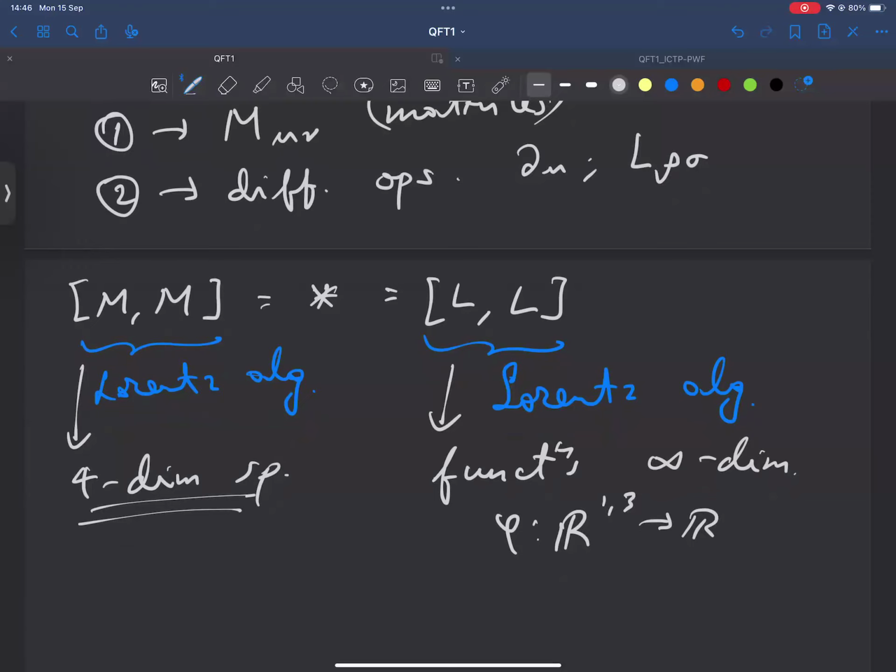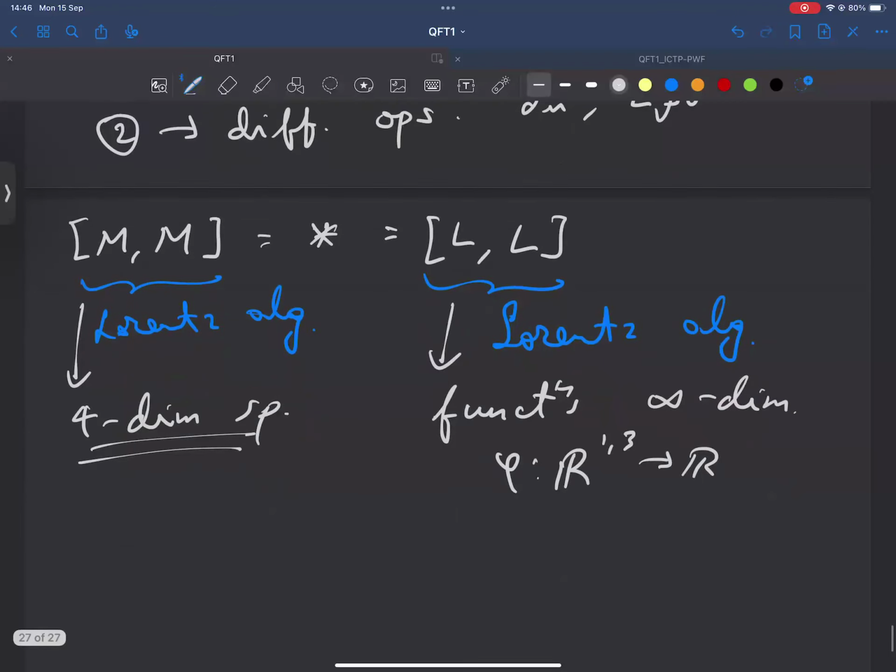So even though they act on different spaces, they still satisfy the same algebra, the same algebraic structure, the same symmetry structure. All these things are the same. So this is the idea behind what is called a Lie algebra representation. Okay. So you can have different kinds of objects, just like M and L, and you can have them acting on different objects like coordinate vectors and functions, vector fields, whatever.